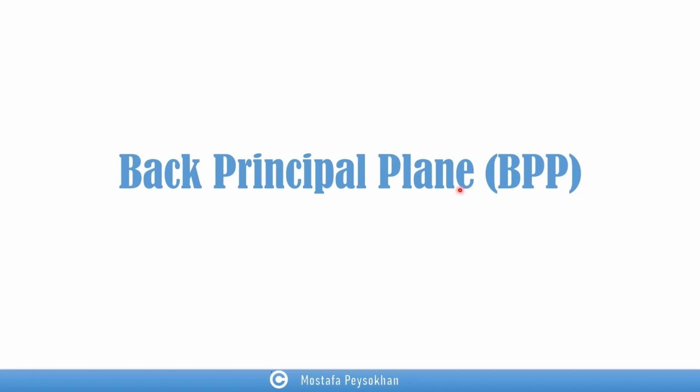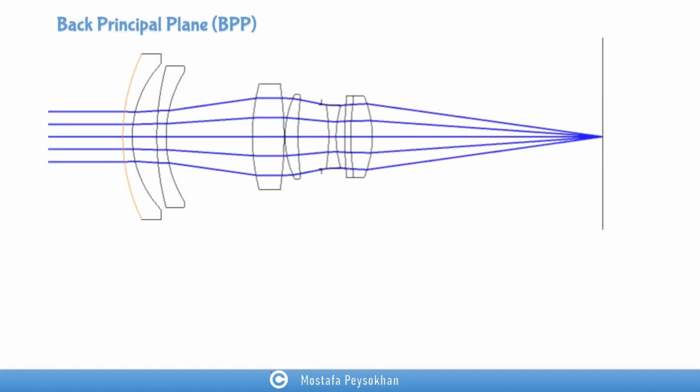Now let's understand the back principal plane, or BPP, which is a very important concept in optics. Let's say I have a complicated lens or optical system. What is the plane if I want to replace this whole optical system with a thin lens? How can I do that? Or I can paraphrase the question in a different way: can I find a thin lens that I can replace this optical system with?